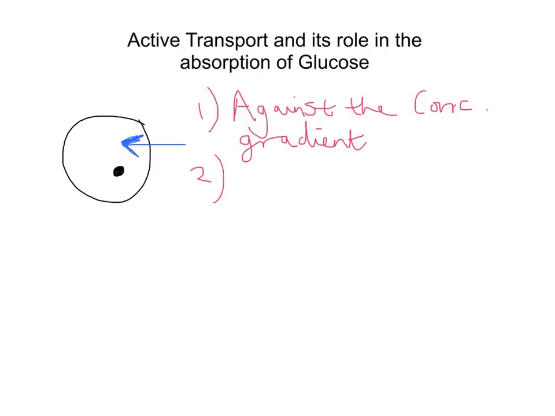The second thing to note is that only specific molecules are transported in this manner. So it's for specific molecules. When we look at glucose a bit later on in this video, you can see that it can travel through carrier protein channels by something called facilitated diffusion. Active transport is for very specific molecules in certain instances where you have that opposing concentration gradient.